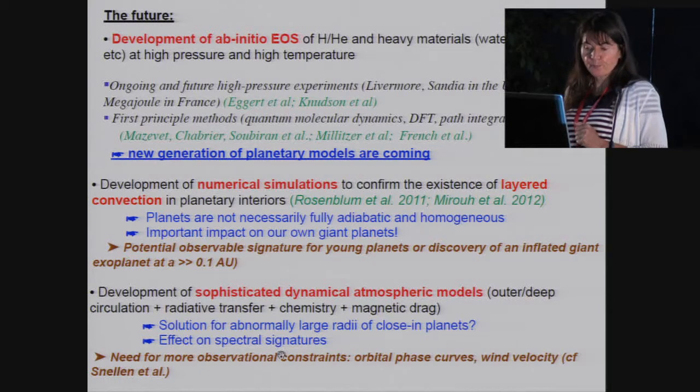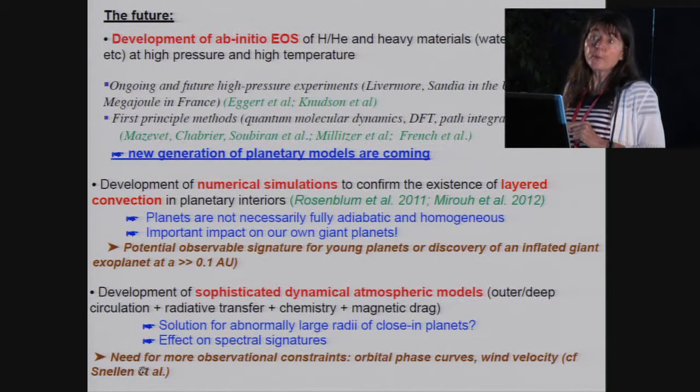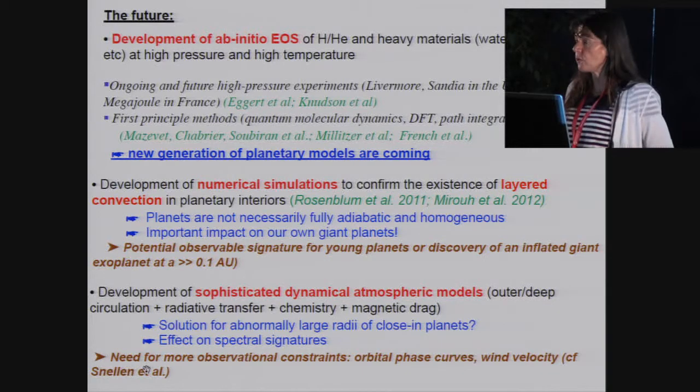observational signatures. And the last point is that we need orbital phase curves, and we also need some kind of measurement of wind velocity. And Snellen et al. has recently shown with high resolution spectroscopic observations that it may be possible. So the future looks quite good.